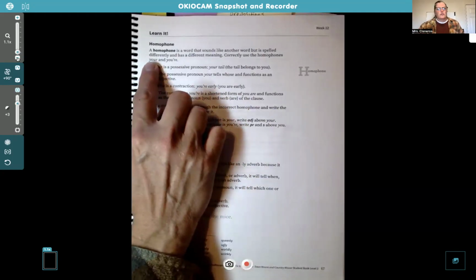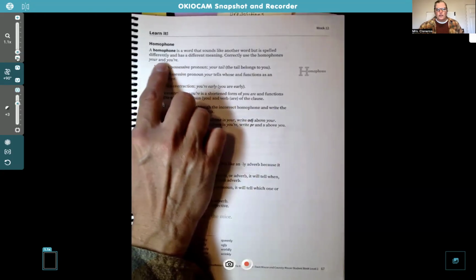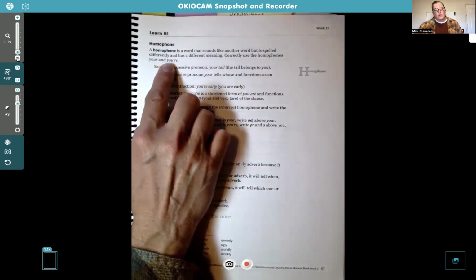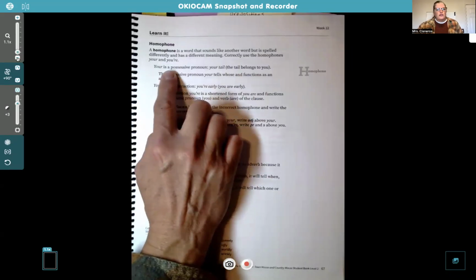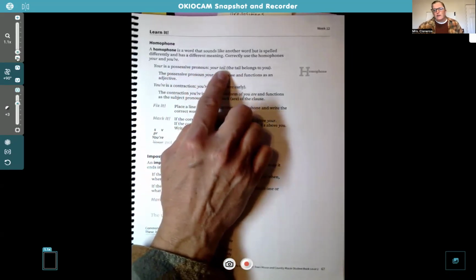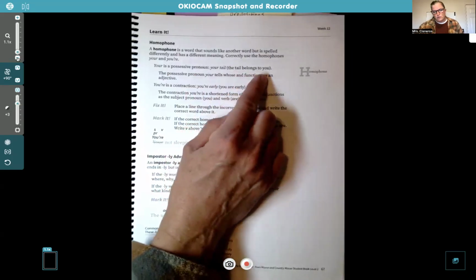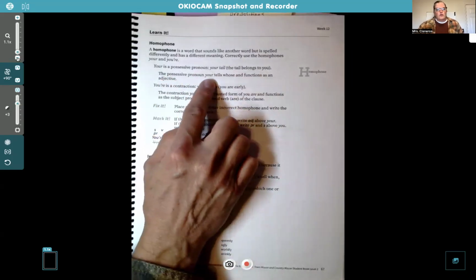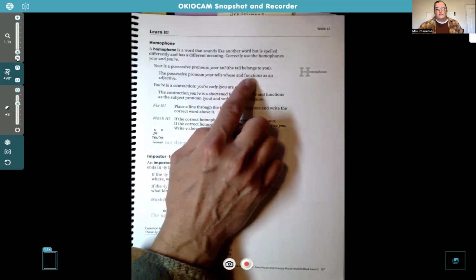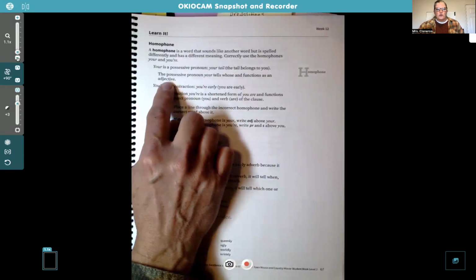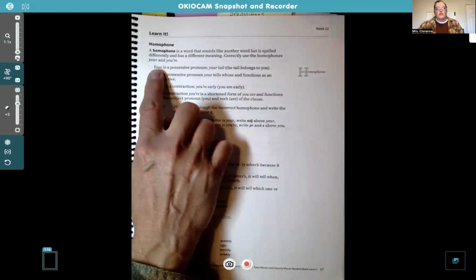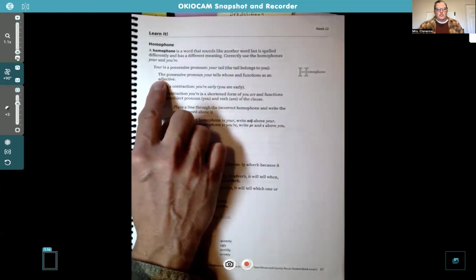And today we're going to focus on these two words right here, your and you're. One has an apostrophe and one does not. Y-O-U-R is a possessive pronoun, your tail, meaning the tail belongs to you. The possessive pronoun your tells whose and functions as an adjective. So it's going to come right before a noun for that reason. So Y-O-U-R, even though it is a pronoun, it's going to function as an adjective.